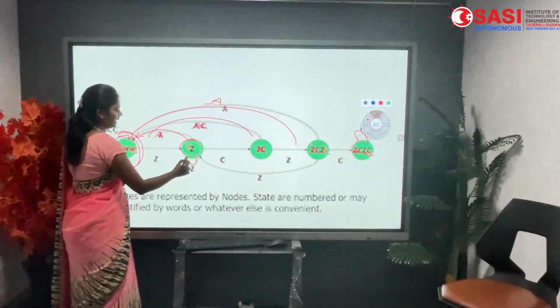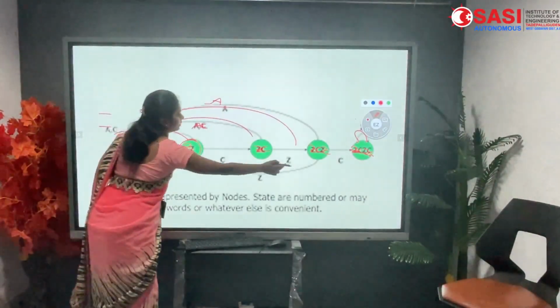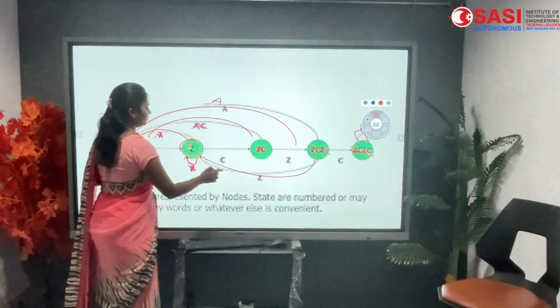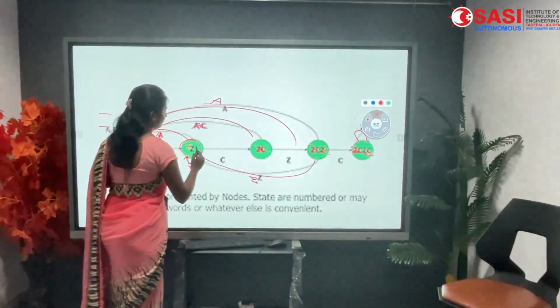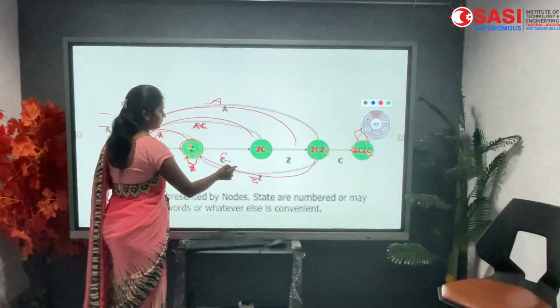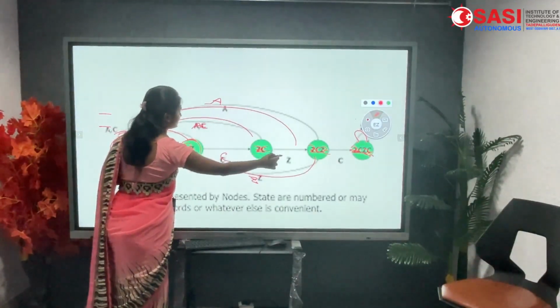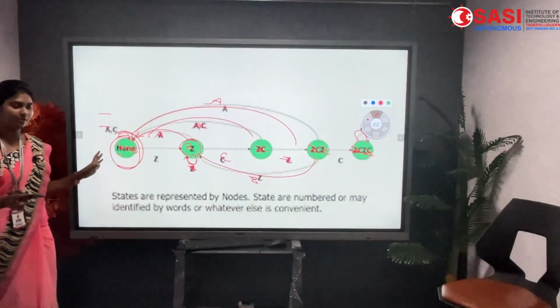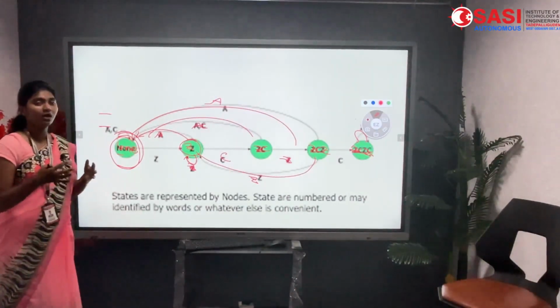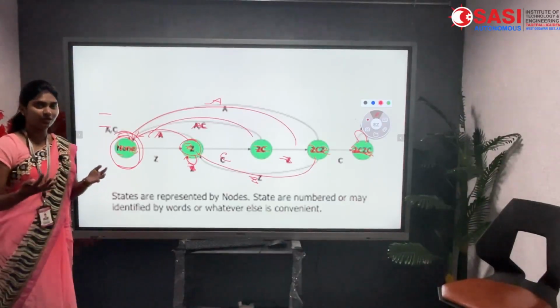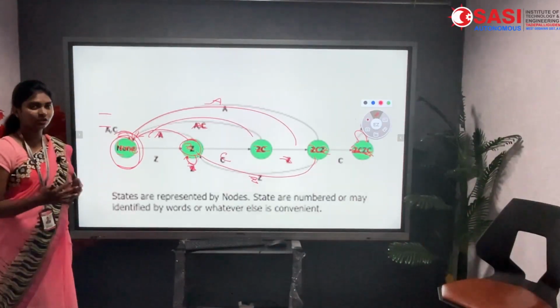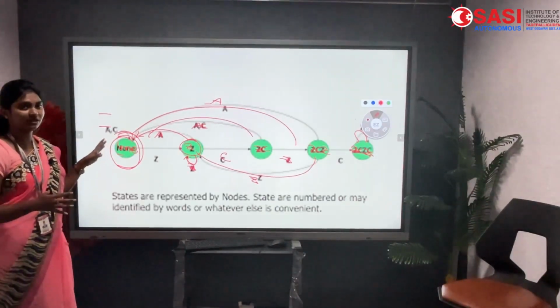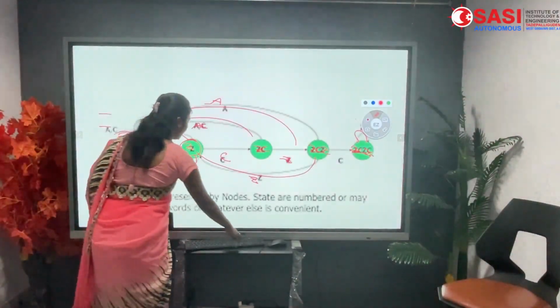Here I am keeping Z, from ZC to Z, another Z I am keeping. From Z to ZC, C I am keeping. Next ZC to ZCZ, Z is kept. Why are these nodes initial, why are they represented as the states? It is to communicate with each other, to initialize each other. I am giving these statements.